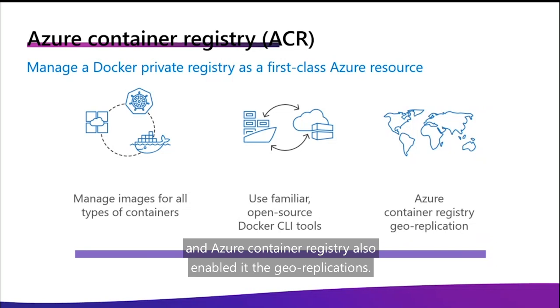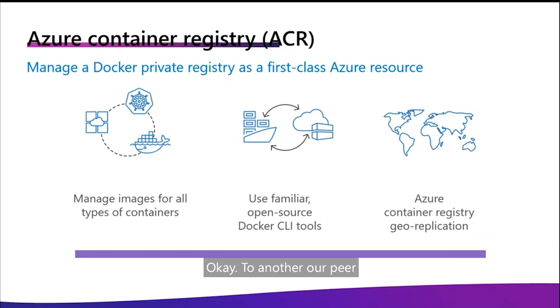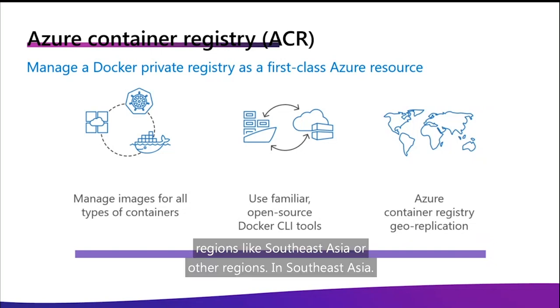And Azure Container Registry also enables geo replication. Let's say you're located in Hong Kong, obviously you will select the Container Registry in East Asia region, that means Hong Kong. And then you can enable the geo replication capability to automatically replicate your containers to another peer region, like Southeast Asia. In Southeast Asia, it is located in Singapore, to give you geo redundancy.